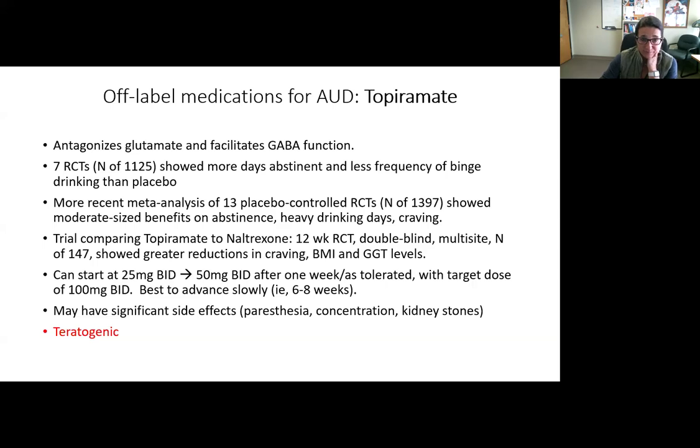It shows in some 7 RCTs more days abstinent and less frequency of binge drinking than placebo. I won't read all the wordiness on this slide, but basically it has really good evidence. It is hard in that it has to be gradually increased to the target dose of 100 milligrams twice a day, and that's to try to avoid some pretty significant side effects that can occur. So we usually will increase by 25 milligrams a week, so that can take about 6 to 8 weeks.